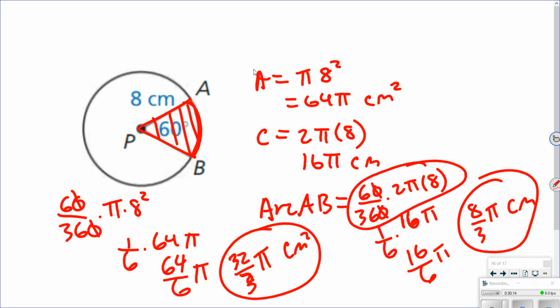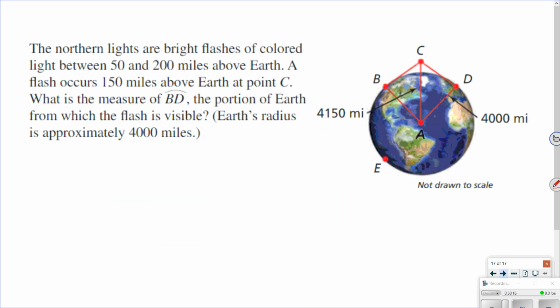Hey, the last example I wanted to do, I know this is kind of long, I apologize, but you do have a problem kind of like this on your test, so I wanted to go through it. It says the northern lights are bright flashes of colored lights between 50 and 200 miles above the Earth. A flash occurs 150 miles above the Earth at point C. So here's our point C up here. What is the measure of arc BD? So it wants me to find this arc right here.